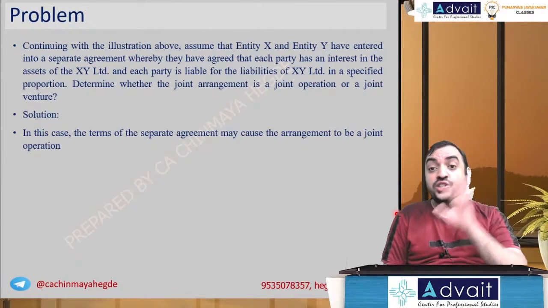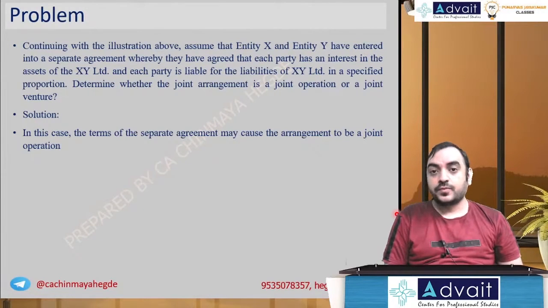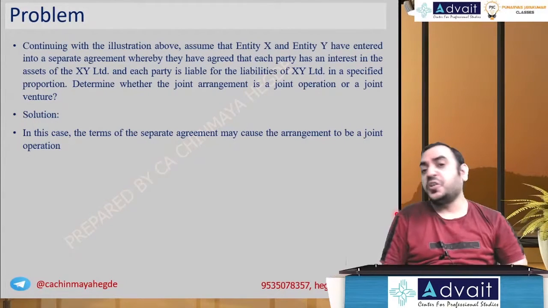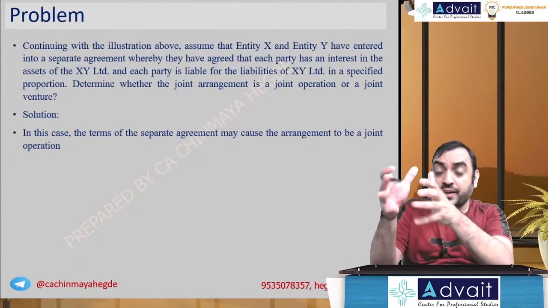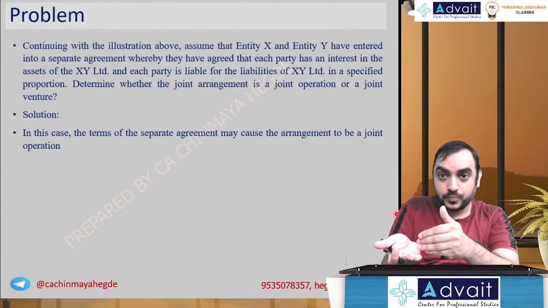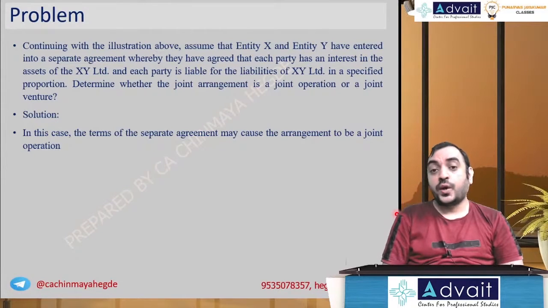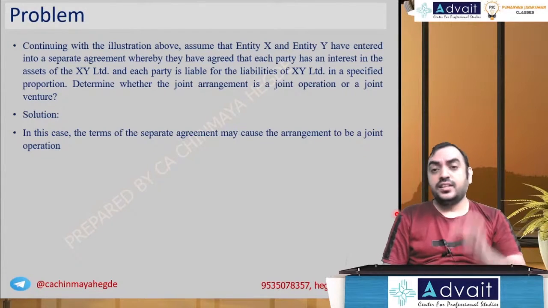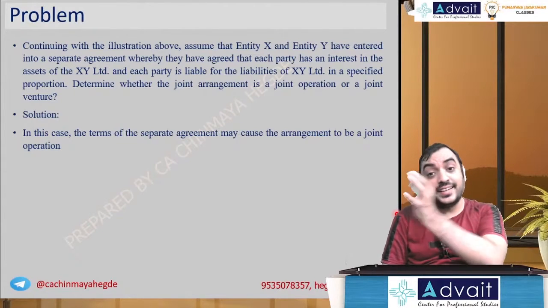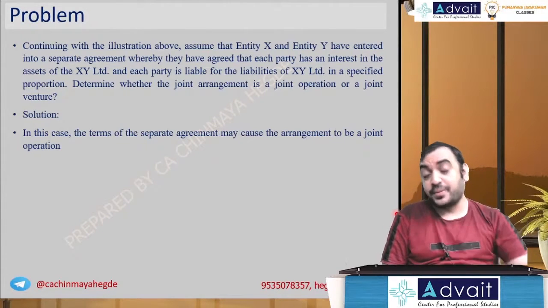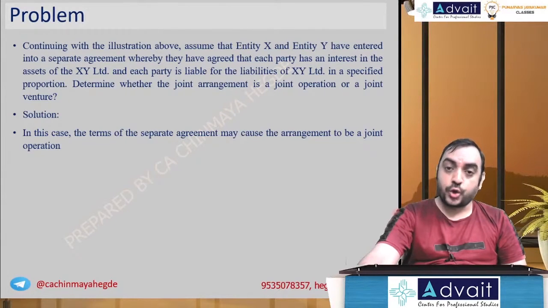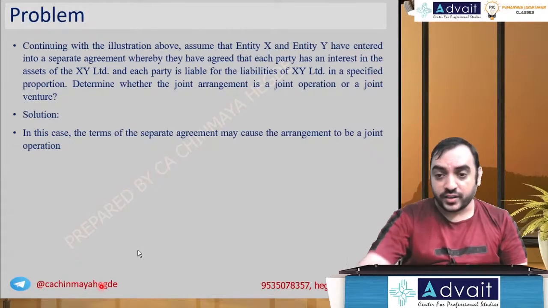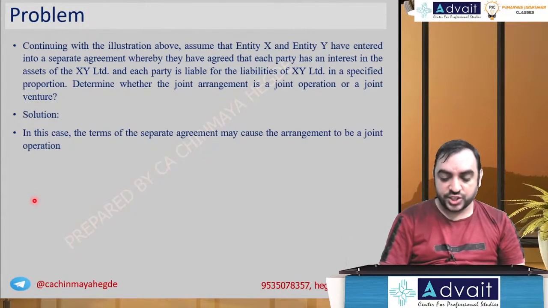If these proportions were not defined, you don't own assets and liabilities individually, it's more of an entity and you own the entity. Then it becomes a joint venture. Since the proportions are defined, the assets and liabilities are owned by the entities separately, not by a separate vehicle. It's a case of joint operation. Hope you are understanding the process. Let me explain once more.